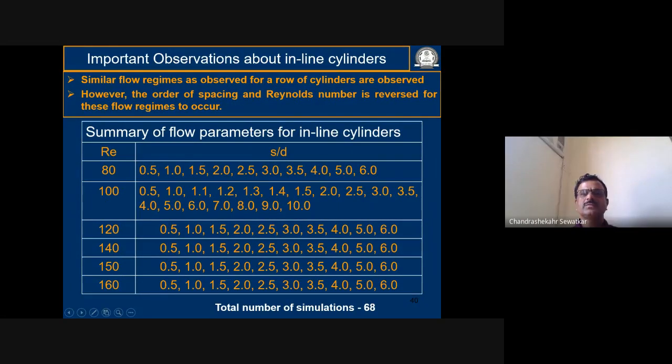Similar flow regimes are observed for a row of cylinders, and are observed in this case also. However, the order of spacing and Reynolds number is reversed for these flow regimes. We will see that. We have worked with various Reynolds numbers like 80, 100, 120, 140, 150, 160, and these are the spacings which are used. In total, we have carried out 68 simulations. This is the exhaustive work which we have done. I mean, 68 simulations means you can imagine some of the simulations have taken around 15 days or 20 days, or in some cases even a month.